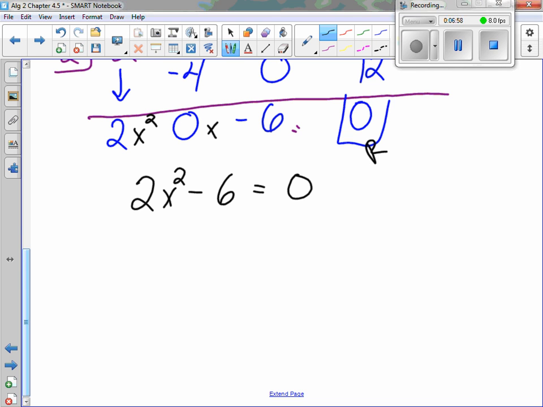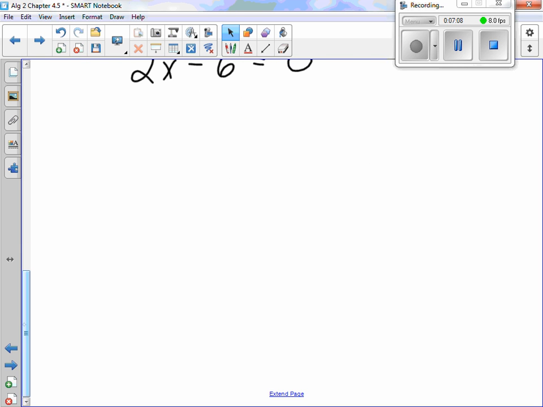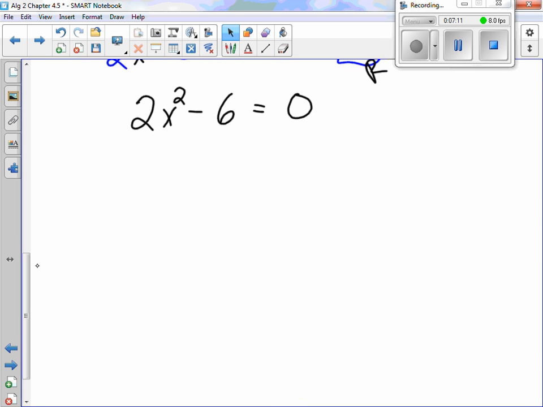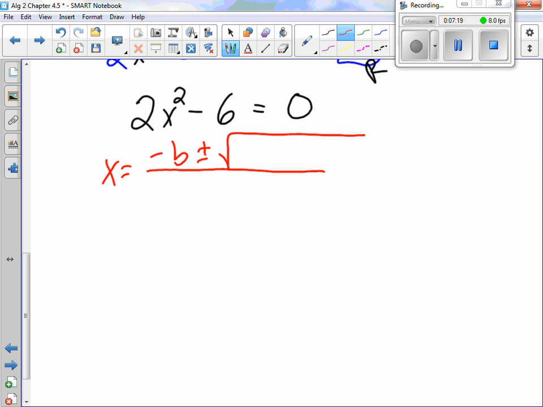There's 2 ways to go about solving this. I can use the quadratic formula or the square root method. Either will get us to the correct answer. Or you can just use the quadratic formula. x is equal to negative b plus or minus the square root of b squared minus 4ac all over 2a.